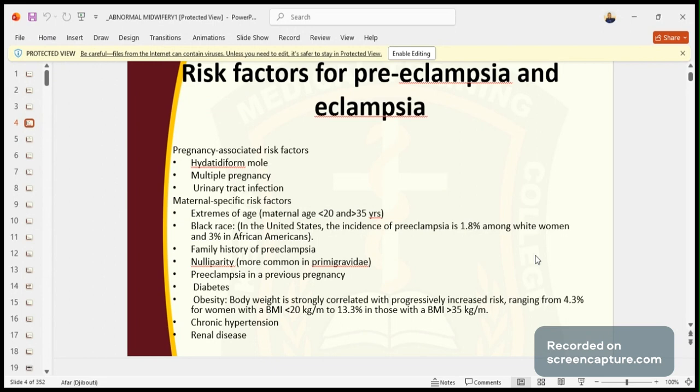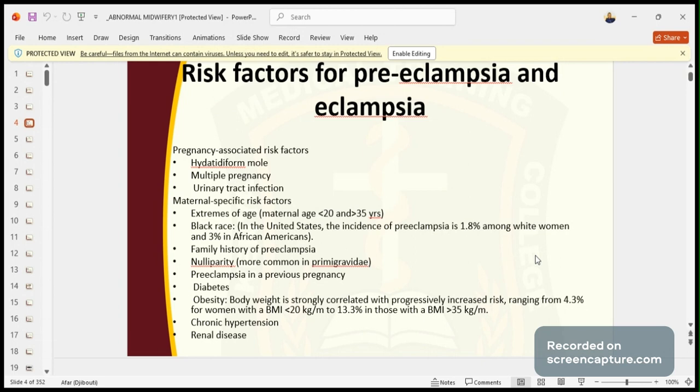And then nulliparity. Nulliparity is someone who has never conceived or given birth. So it is more common if you're nulliparous and it's your first time getting pregnant, what you call a primigravida, that's also a risk factor for preeclampsia. So you have to watch for preeclampsia in a previous pregnancy. If you've given birth and you've experienced preeclampsia initially, that's also indicative of the same. Talk about diabetes, if you have high blood sugars like diabetes mellitus. Obesity, that is to mean your BMI is above 30.